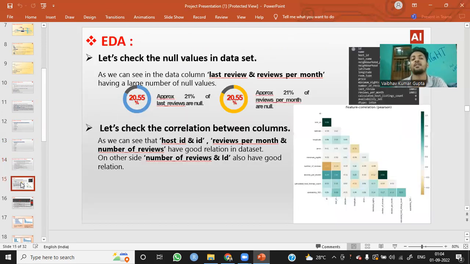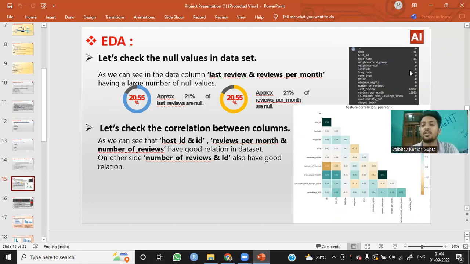First things first, we started our project by checking the null values. When we checked the null values, we saw that name and host name have some null values, and most of the null values come from last review and reviews per month.